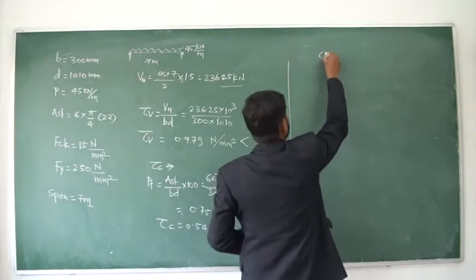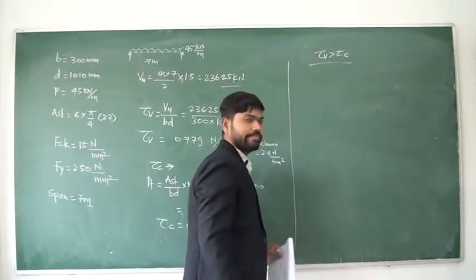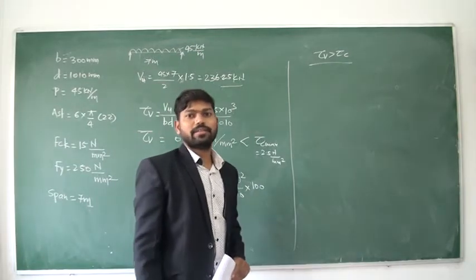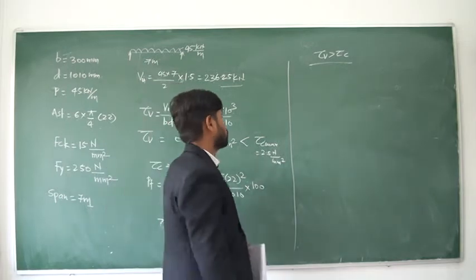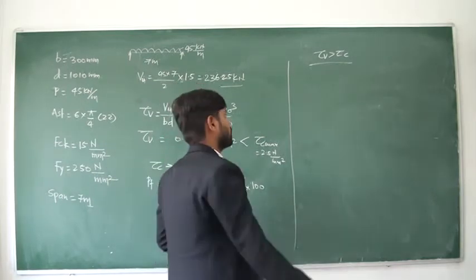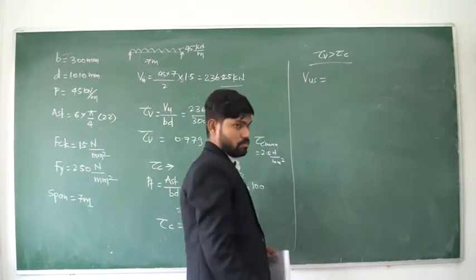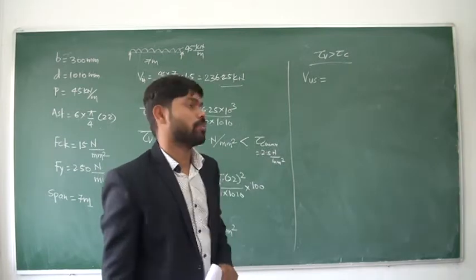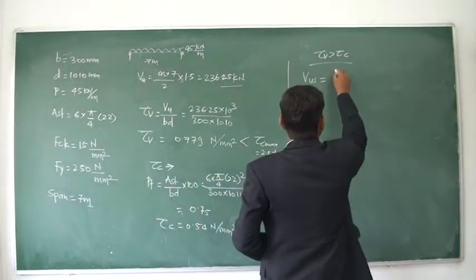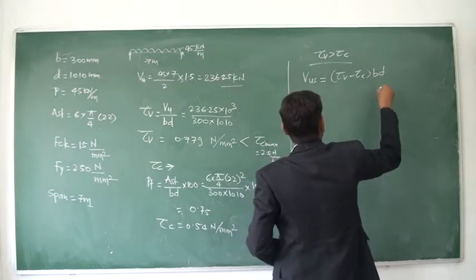You need to provide shear reinforcement. Only nominal minimum shear reinforcement is not sufficient for this case because tau v is more than tau c. So what is the amount of shear to be resisted by the shear reinforcement or vertical stirrups, you can see. It is (tau v minus tau c) multiplied by b d.